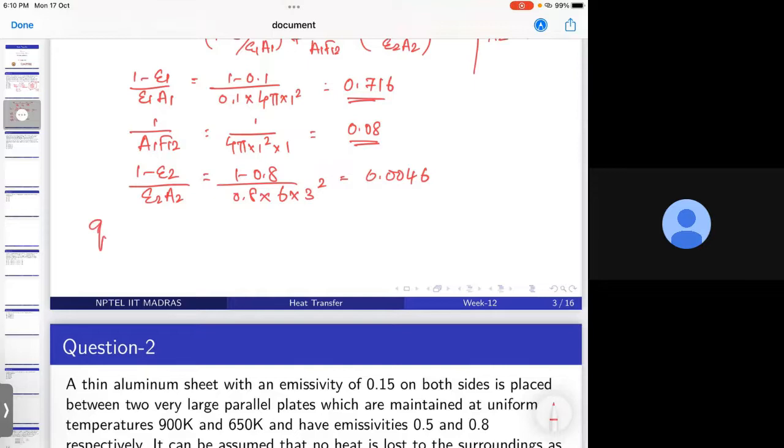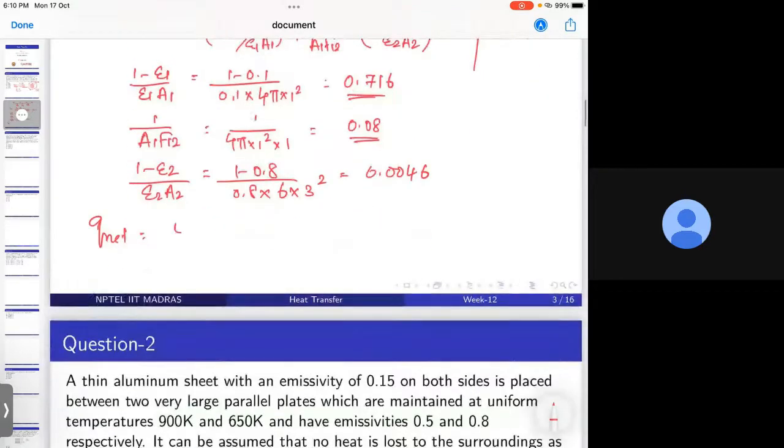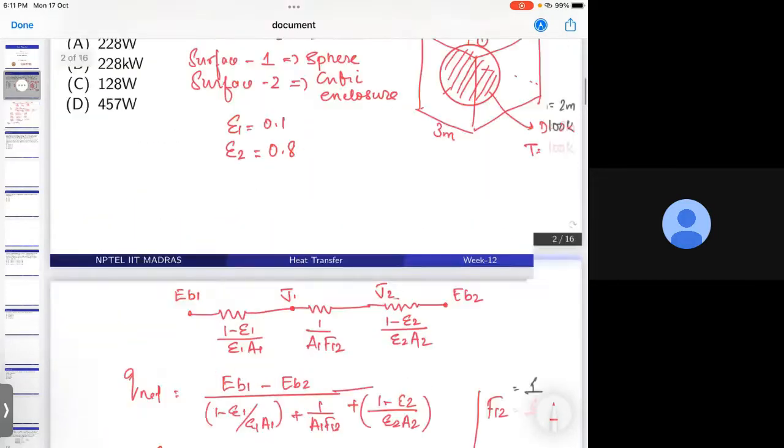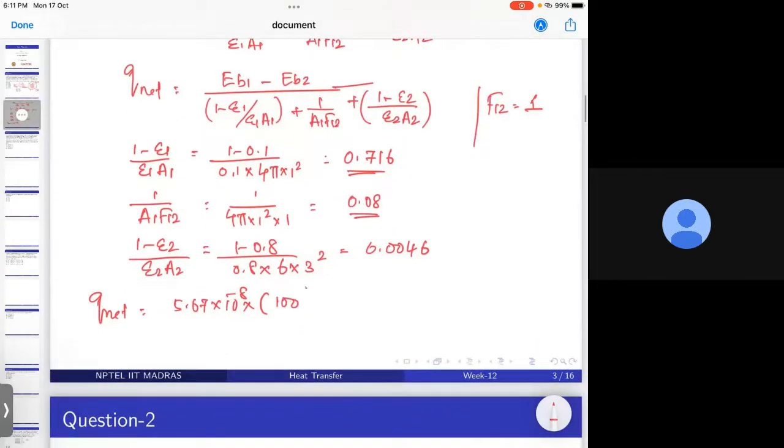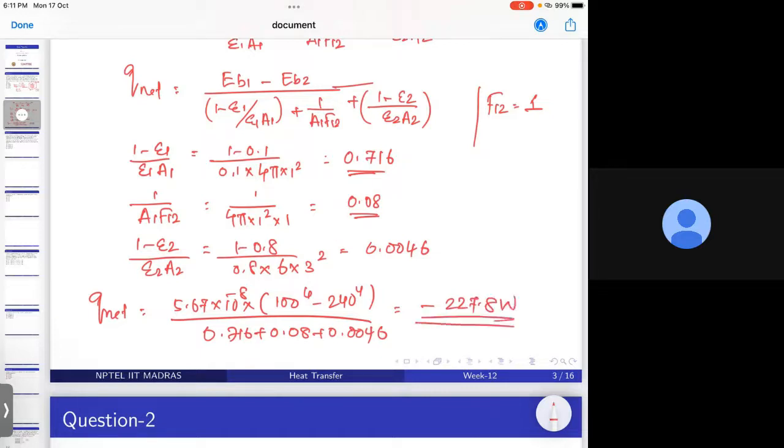So the Q net will be calculated as 5.67 into 10 raised to minus 8, into (100 raised to 4 minus 240 raised to 4), all divided by 0.716 plus 0.008 plus 0.0046. So the answer will come out to be minus 227.81. So I am calculating the Q1 to 2.